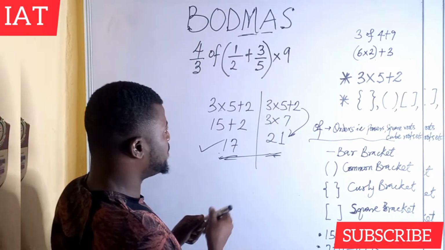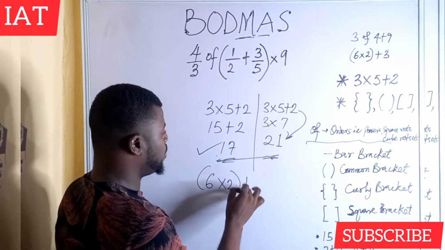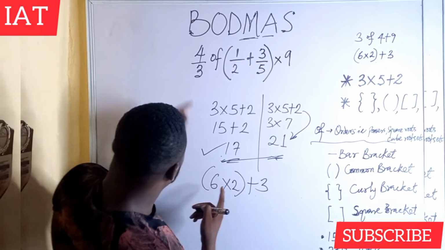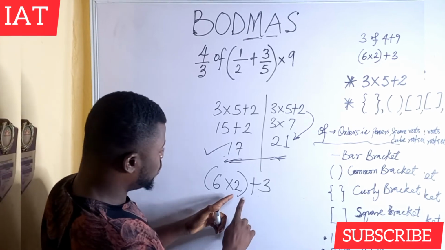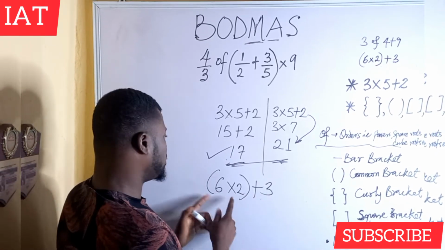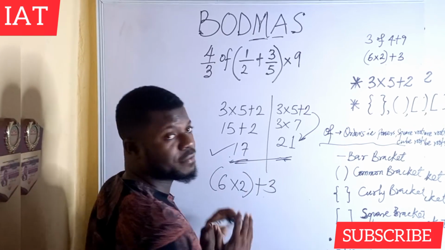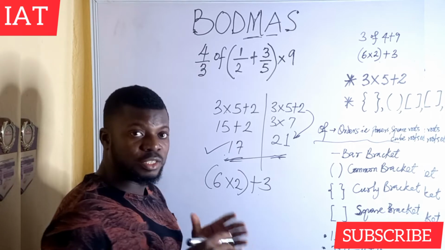Similarly, when we have a problem like that, 6 times 2 plus 3, how do we solve this problem? This is where we start with brackets, BODMAS, the importance of BODMAS. Some people will want to add this first before multiplying. But when you see brackets, what you need to do is to work on everything you have in the brackets. Then when you have the answer, you can use it against the one that is not in brackets.